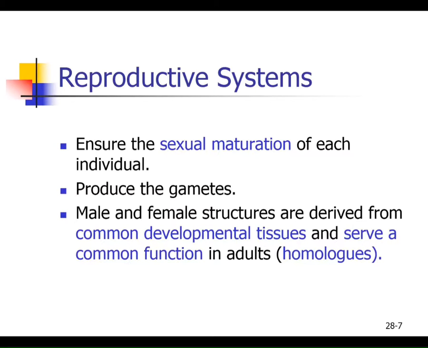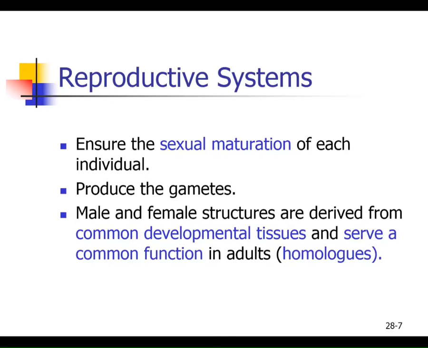The male and female structures are derived from the same cells. So in the early embryo, everyone is female. Female is default. Female is the pattern that every embryo is on, unless there's a Y chromosome and unless male hormones are released, then the female structures are inhibited and the male structures are allowed to form.